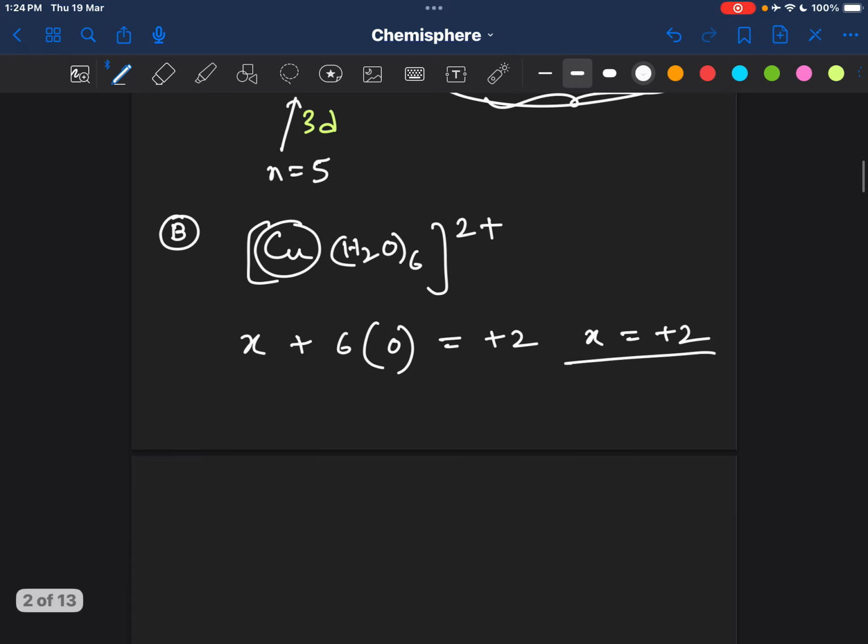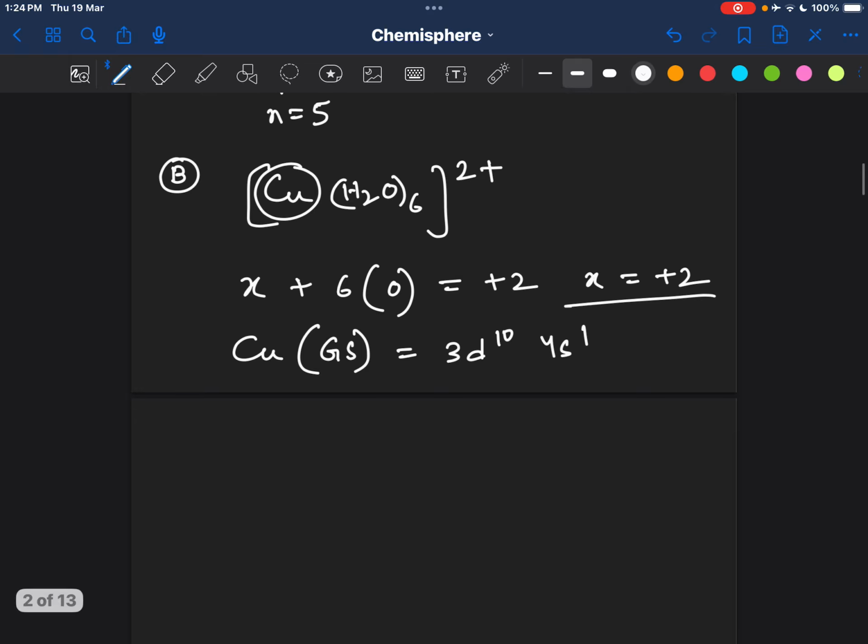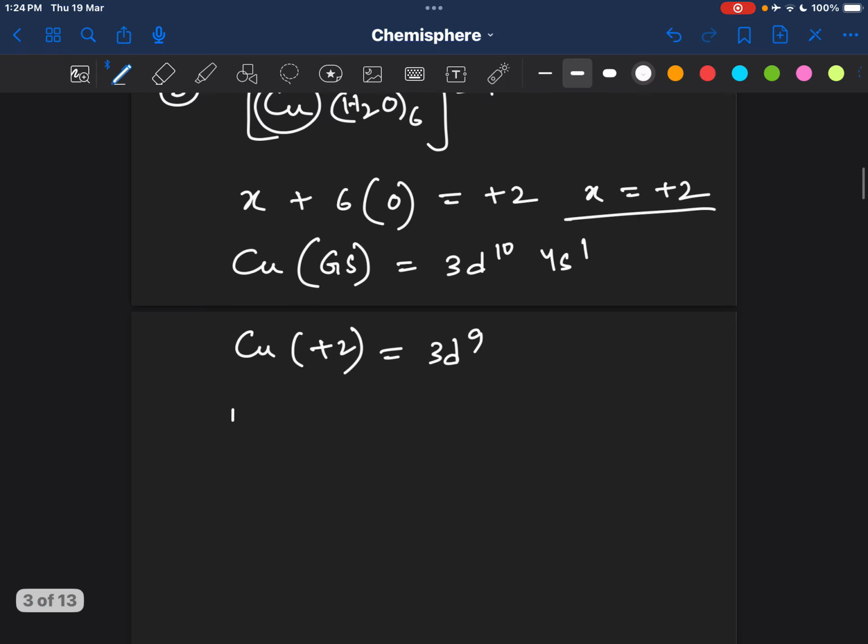Okay, we know copper in ground state is 3d10 4s1. We have to remove 2 electrons. So 1 electron should be removed from here, another one should be removed from 3d10. So therefore the configuration of copper in plus 2 state will be 3d9. Okay, and the next thing is H2O. H2O is again a weak field ligand. So therefore there will be no pairing.